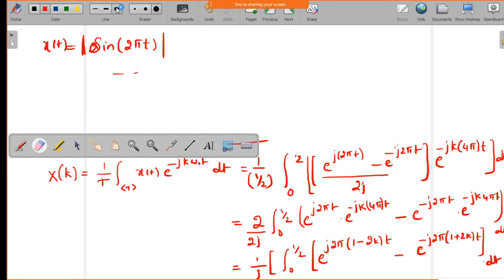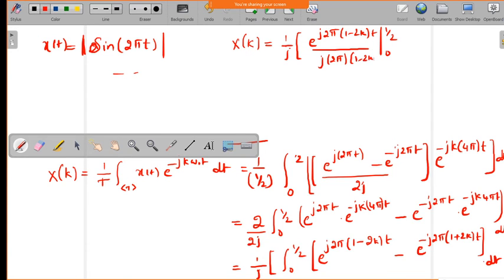So what will you get for X of k? We will get X of k equal to 1 over j into e^(j2π(1−2k)t), evaluated between 0 and half, divided by j into 2π into (1−2k).